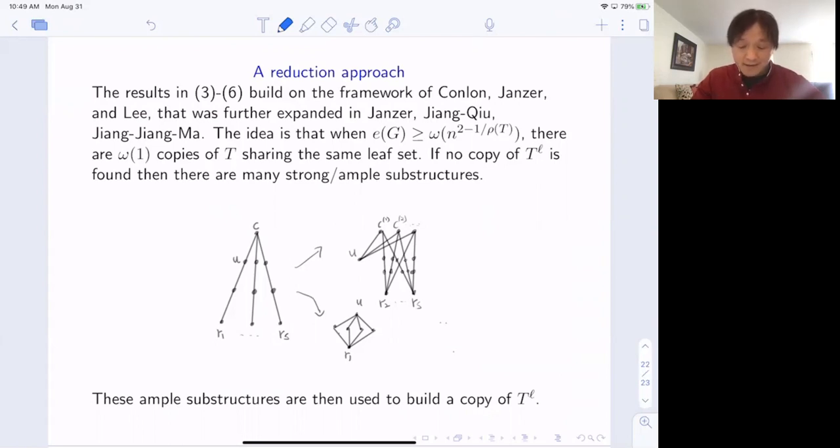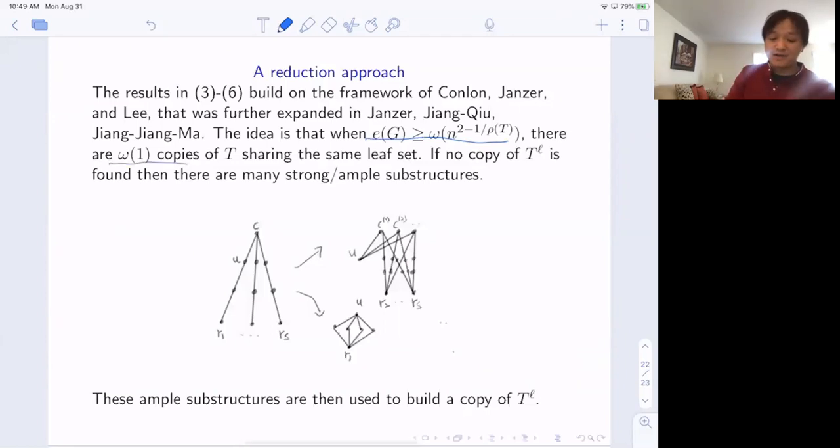The idea is that, like in the Bukh-Conlon upper bound proof, you count how many copies of T there are sharing the same leaf set. But of course, you can't guarantee that they don't overlap outside the roots, the leaves. But if you have many copies sharing the same leaf set and you don't find a clean copy, a clean power of T, then some gluing happens internally, right?